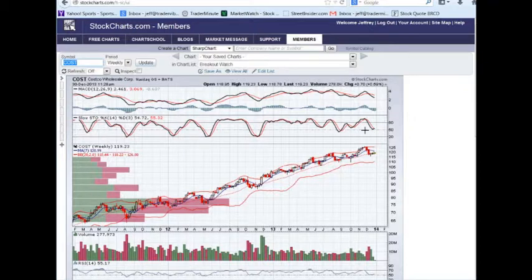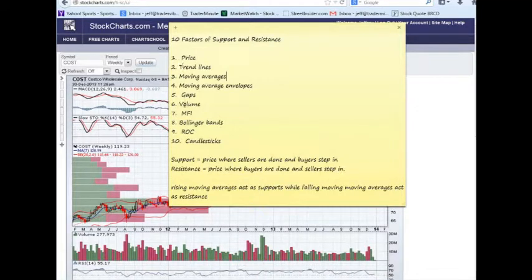So gaps, news, volumes, they all play into each other. All of them are really nice at marking support and resistance areas for stocks. Alrighty, so that's number 1 to 6.